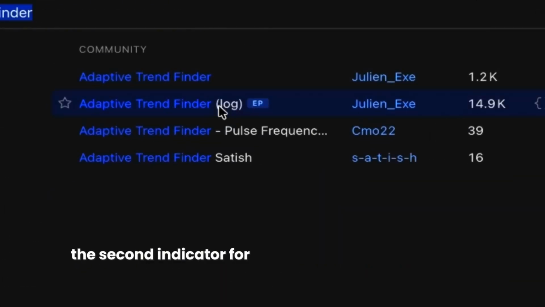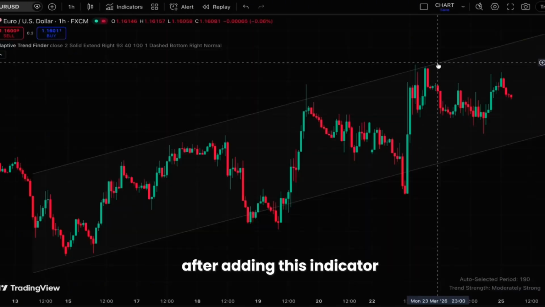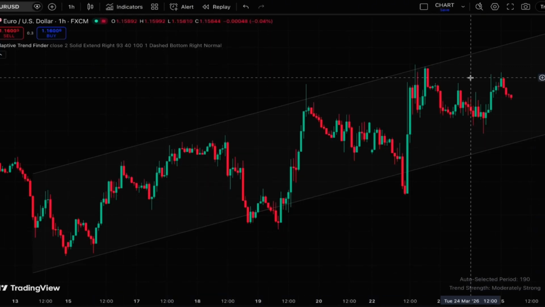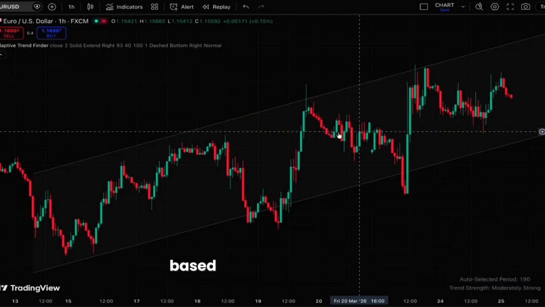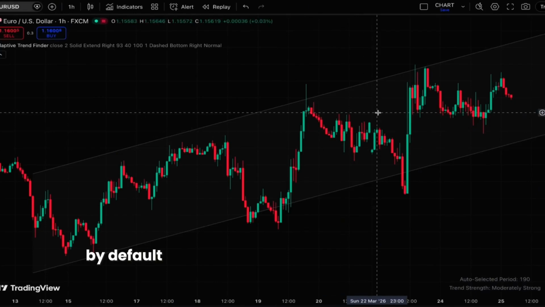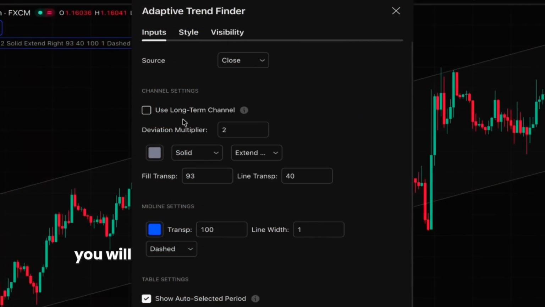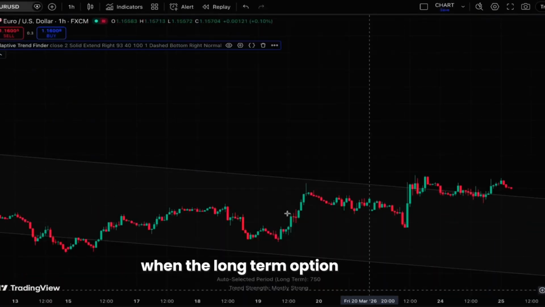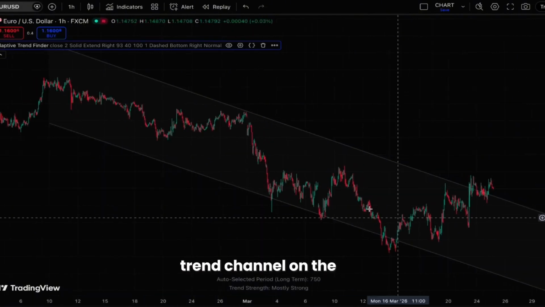The second indicator for trends is called Adaptive Trend Finder. After adding this indicator, it identifies the current trend channel and draws it directly on the price chart. For an ongoing uptrend, the indicator will display the best fitting trend channel based on current price action. By default, this indicator operates from a short-term perspective. However, within the indicator settings, you will find an option to switch to a long-term channel view. When the long-term option is enabled, the indicator will identify and display the broader trend channel on the chart.